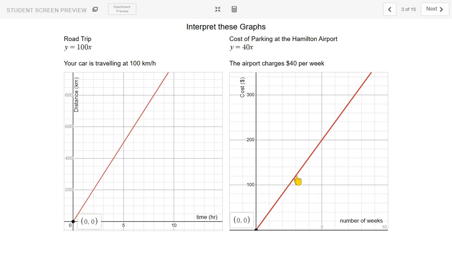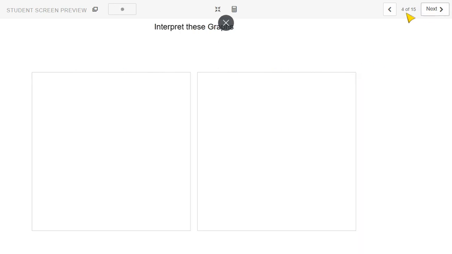3 weeks, you're paying $120. 4 weeks, $160. 5 weeks, $200. And we're going to increase by $40, and we can add that on to find out the number of weeks.